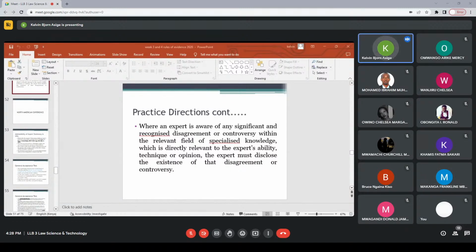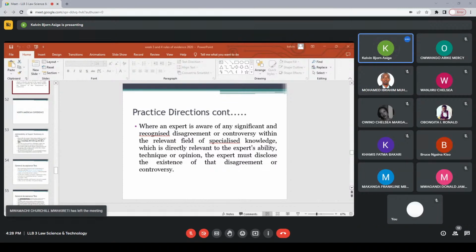Okay. What are you basing that on? Is what you've just stated based on a specific act, a specific subsidiary legislation, or is that something that has been mentioned in case law? What are you basing that on?